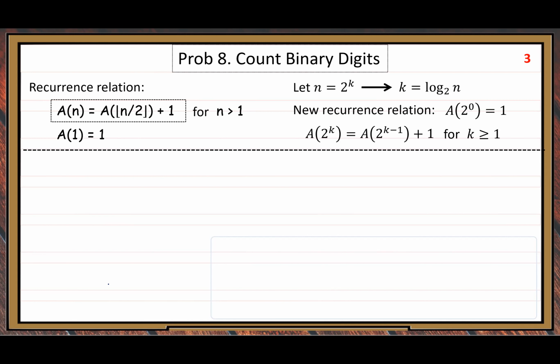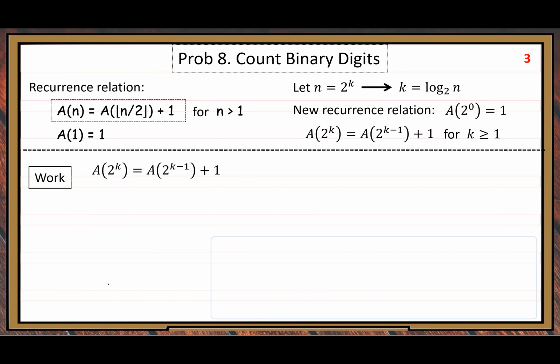After that, our new recurrence relation becomes this one. Look at that: A of 2 to the k equals A of 2 to the k minus 1, plus 1. The good thing about the new recurrence relation is that the floor function is gone. We never need to deal with the unfriendly floor function, right? It's a big improvement.